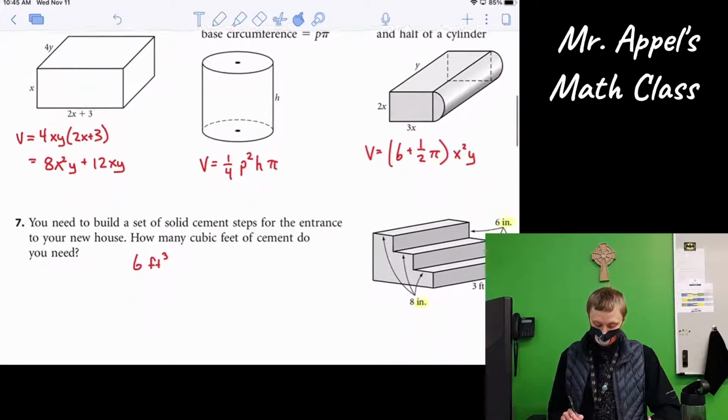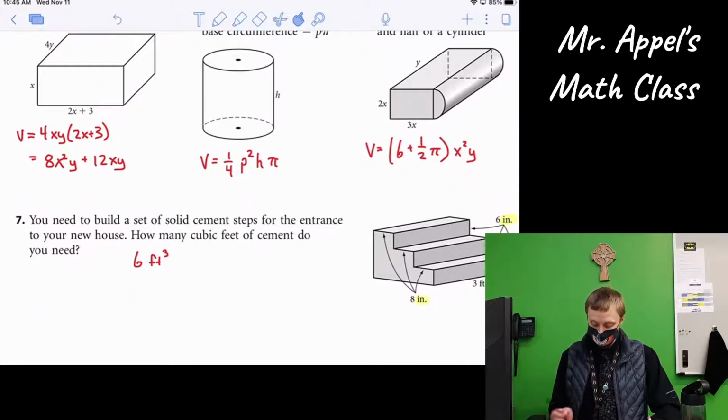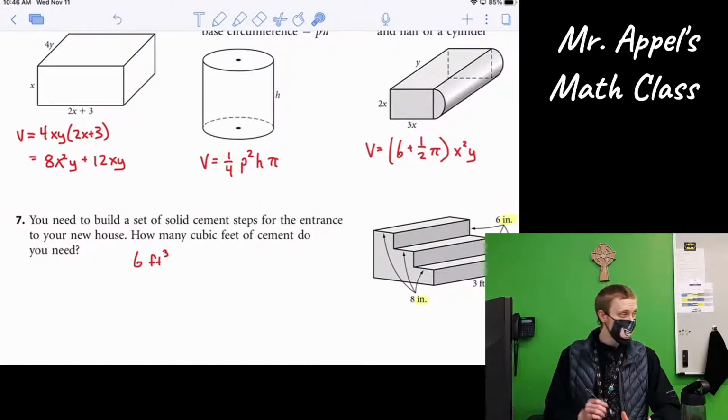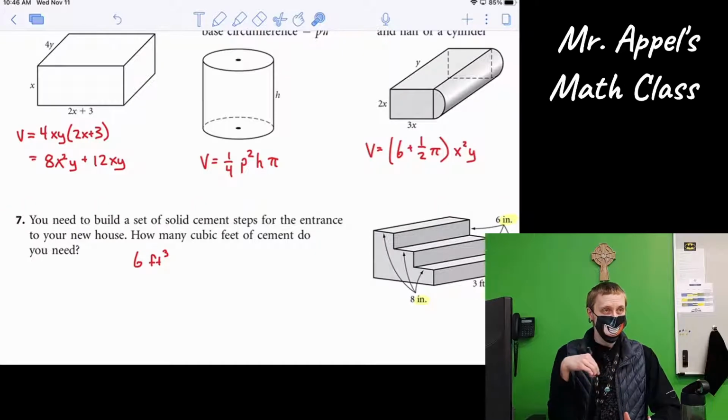And then number 7 is a set of, break this into rectangular prisms. It should be pretty easy, except if you missed that the units change. These are in inches, this is in feet. They wanted cubic feet, so make sure you do your unit conversion there.